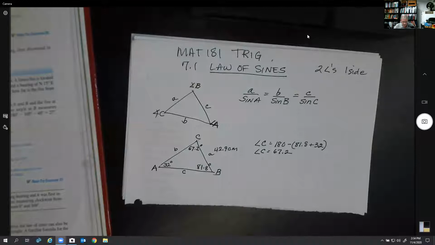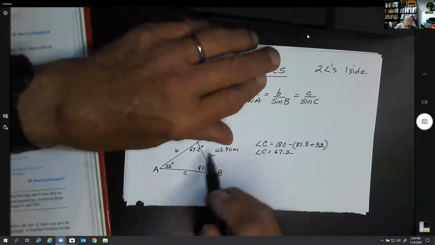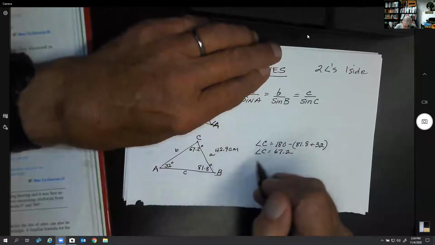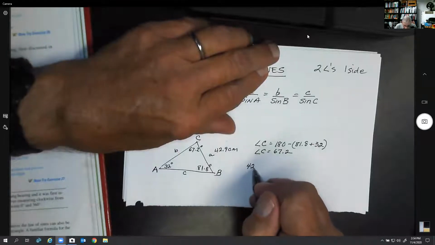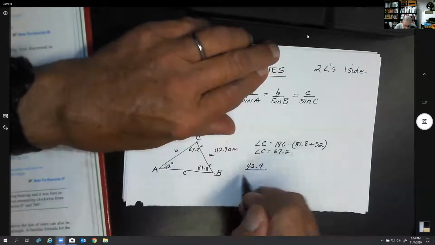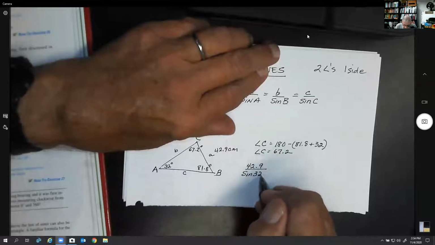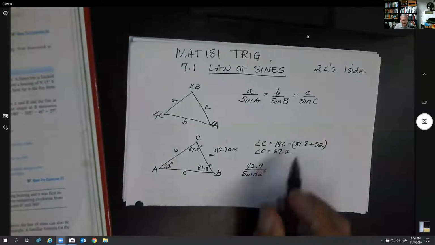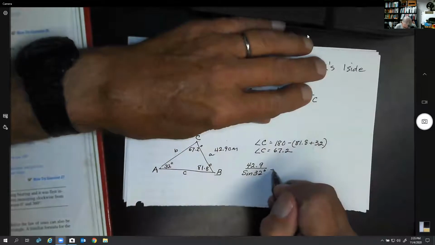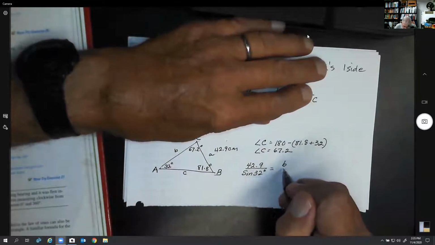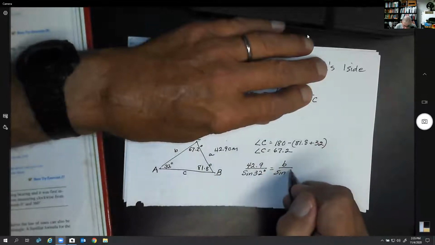So how are we going to solve it? Well, we know a and angle A. So we could say a is to sine A, or simply 42.9 is to sine of 32 degrees. We're going to substitute in a to sine A. And let's go hunting for b. So b is to the sine of 81.8.